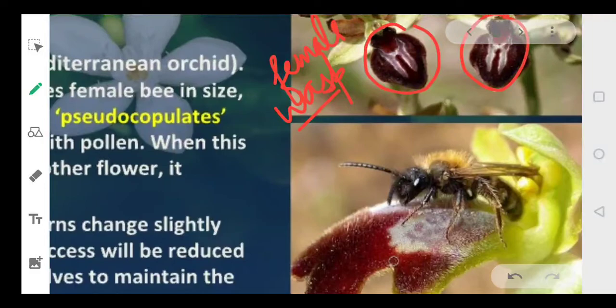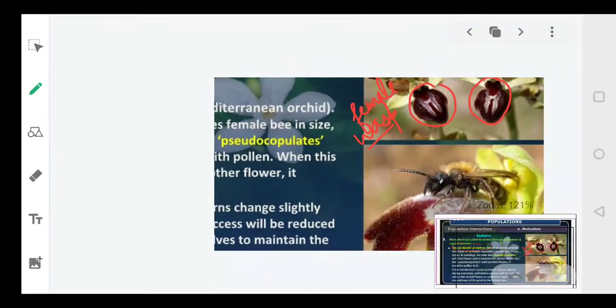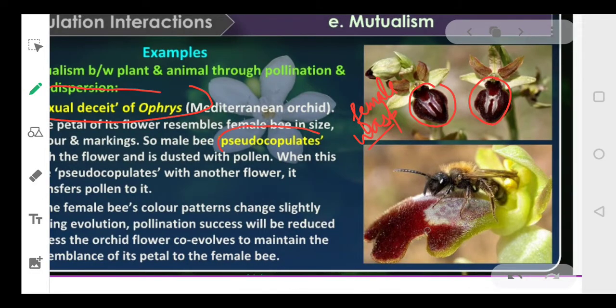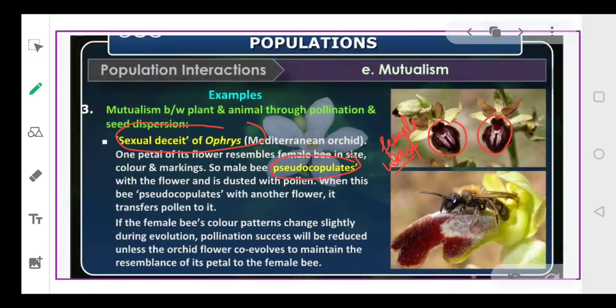The male wasp assumes that it is a female wasp which is present, and thus this phenomenon is referred to as pseudo-copulation. The male will visit the flower, and in turn the pollen grains will stick to him. When this male goes to the next flower, again pollen grains will be transported from one flower to another. But this male has been cheated, because he visited the flower assuming that it is a female wasp.